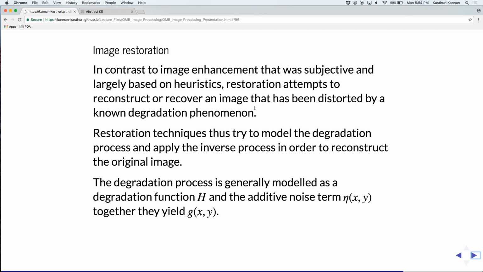Okay, in contrast to image enhancement, let's go to another topic, image restoration, right? This is not just image enhancement, but image restoration, right? We have to take into consideration how you get a distorted image all the time, right? And how we can try to make it better, right? We have to reconstruct it.